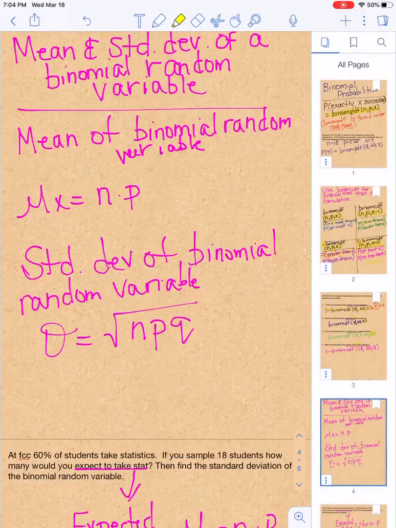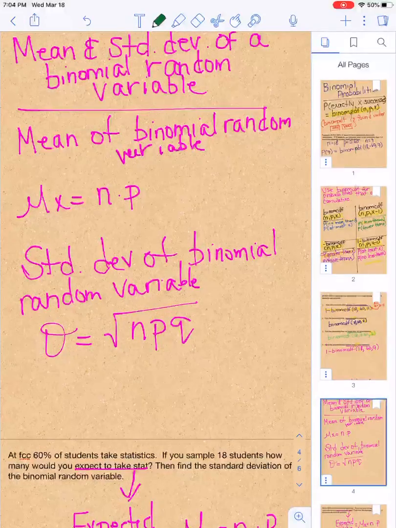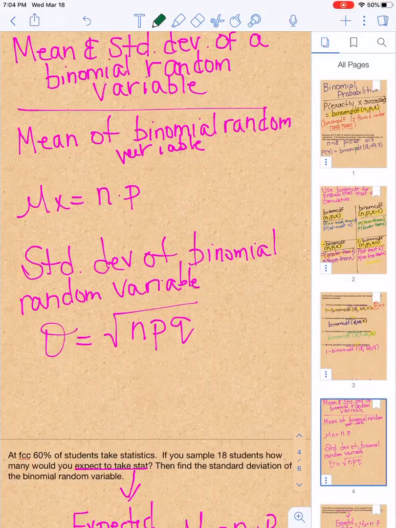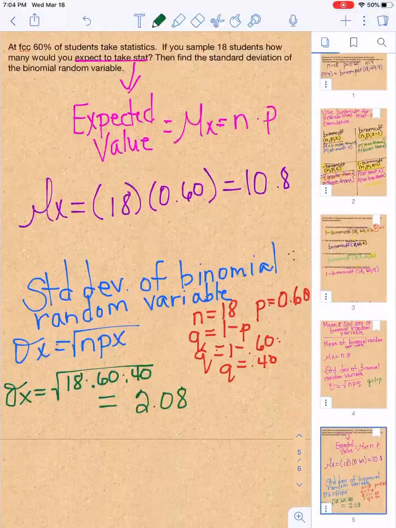So N being the number of trials, P being the probability. Standard deviation is the square root of NPQ, and N is the number of trials, P is the probability of success, Q is 1 minus P. So once you know P, you can find Q.